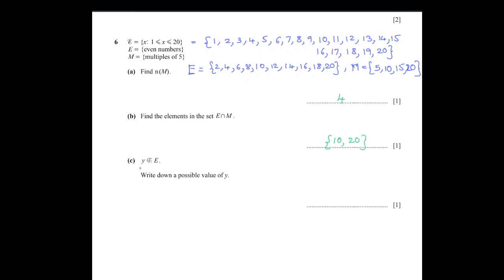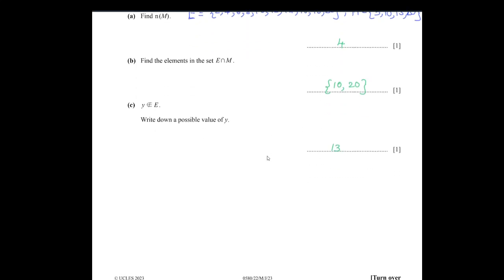Question number C. y does not belong to E. That means y is not an element of the even numbers here. Write down a possible value of y. So now you have to write any value which is not in this set. So you can write any odd number, or any decimal, or anything which is not a value in this set. It is better to write an easy one, any odd number. So 30. This is question number 6. Question number 7.